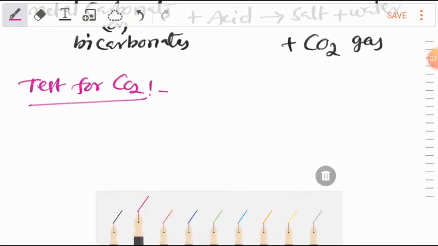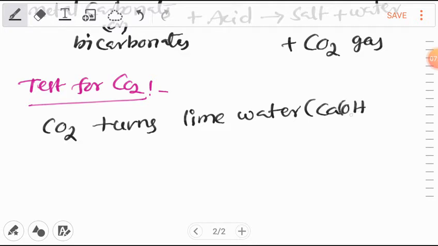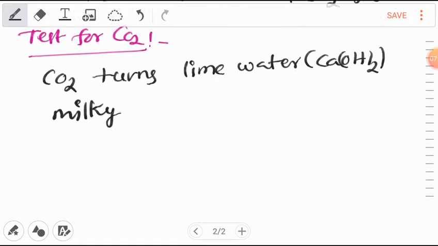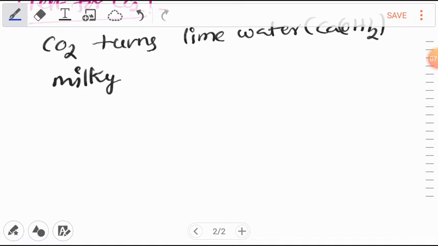In a test tube we took calcium hydroxide, right? That is called lime water. So the test for carbon dioxide is: carbon dioxide, CO2, turns lime water, nothing but Ca(OH)2, milky. This is the test. So what is happening there, I will explain here with the chemical reaction. And chemical reactions are very important. Whenever you are writing any statement, you should write chemical reactions, otherwise you lose your marks.